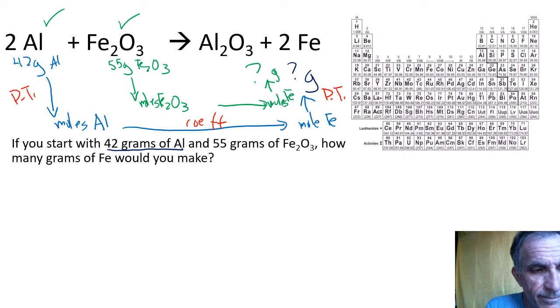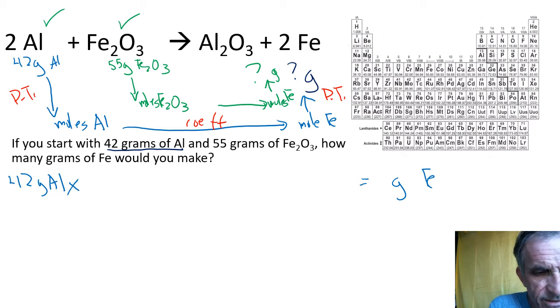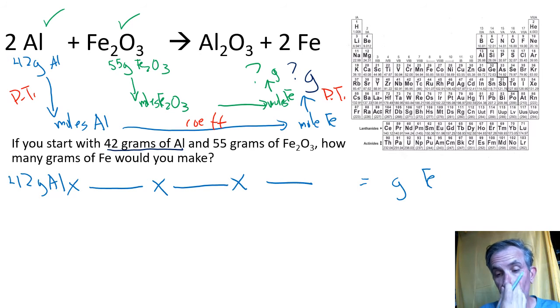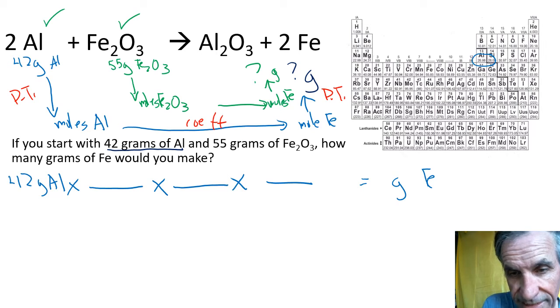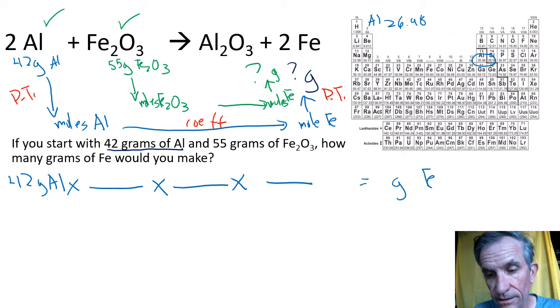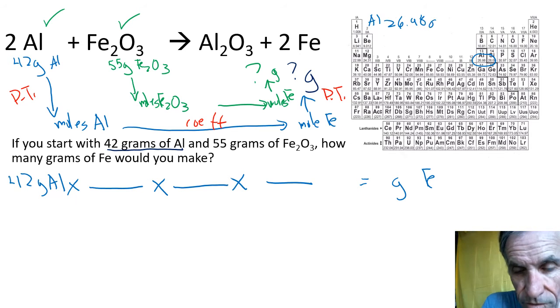Let's do the aluminum one. 42 grams of aluminum. We are solving for grams of iron. Grams to moles, moles to moles, moles back to grams. So grams to moles, that's the periodic table. Look up the value for aluminum, 26.98. 26.98 grams equals a mole.